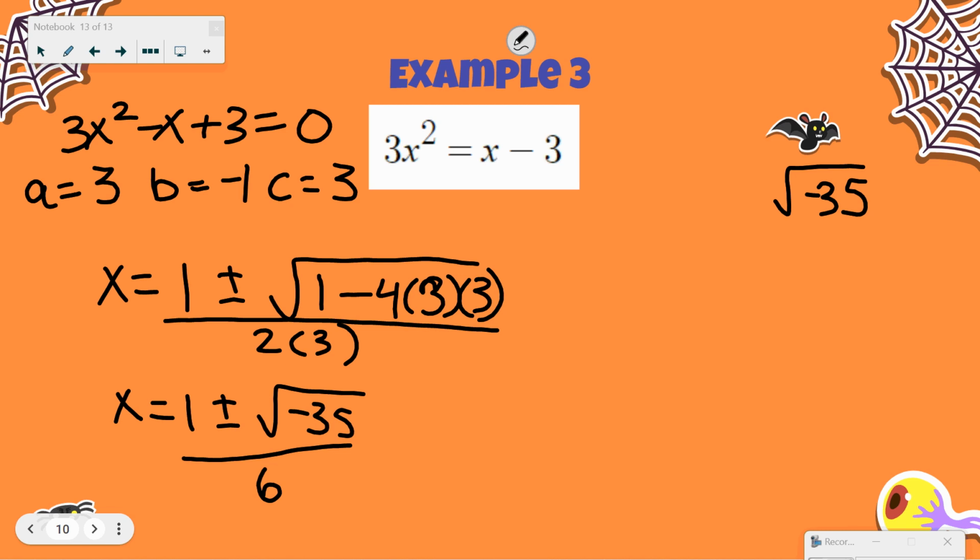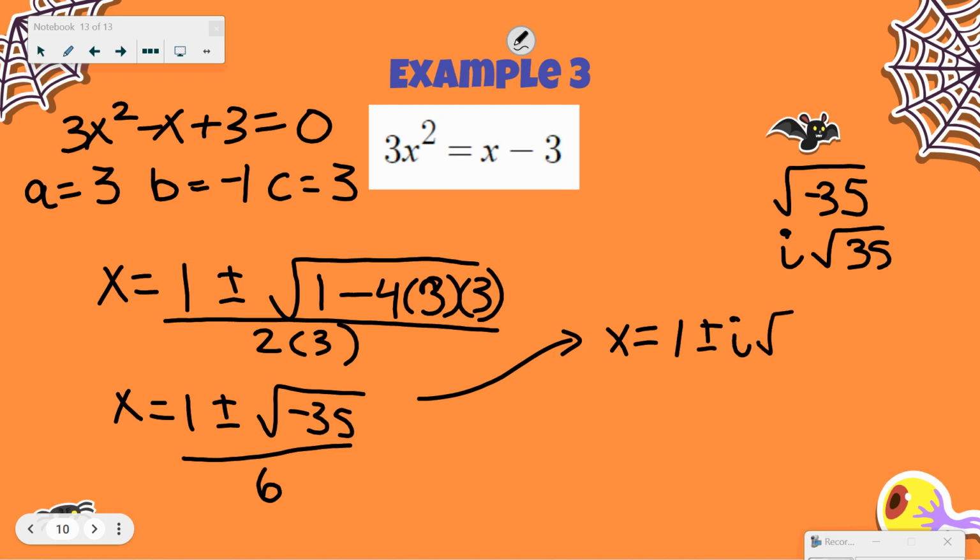Just I. Yeah, it would just be i square root 35, because think about now I have that positive inside my square root. Right? I want that. And I have my i outside. So here we're going to have x equals 1 plus or minus i root 35, all divided by 6.